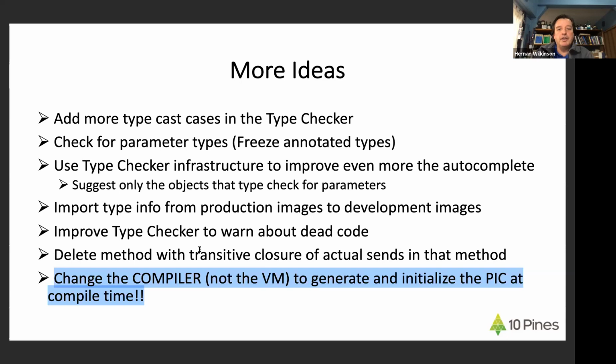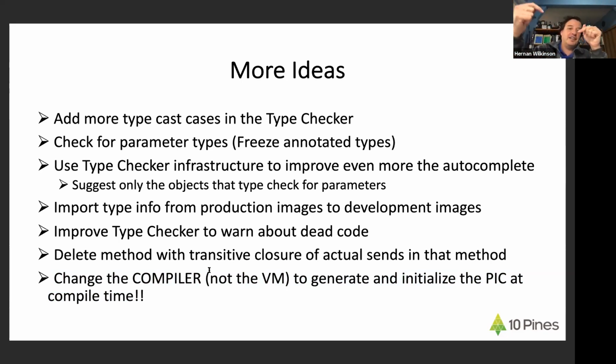Oh, well, the delete method with transitive closure, that's done. I've done that. When you want to remove a method that has senders, but those senders don't have senders, and so on, you used to have to do it by hand. So right now it does it by itself because it checks the types and looks for the actual senders and so on. So it does the transitive closure, and it removes the method correctly.